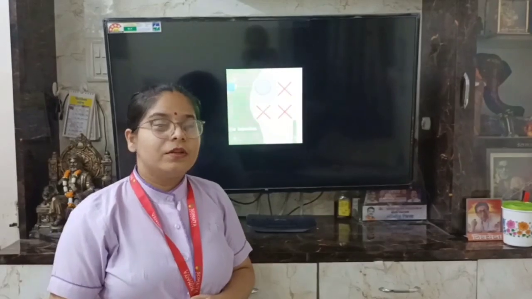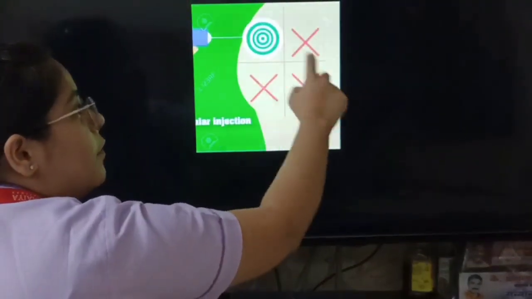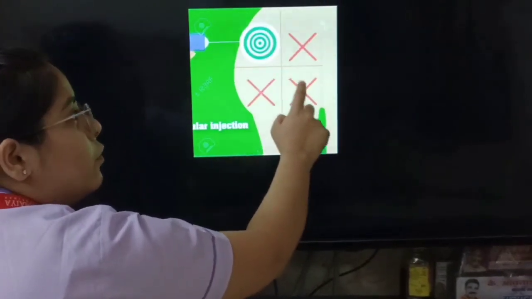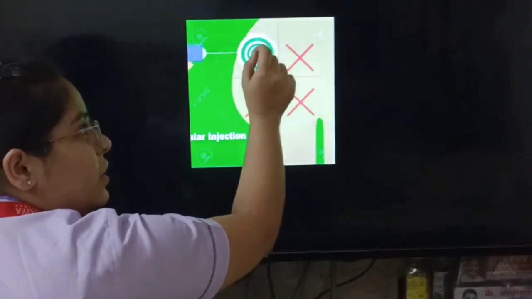Next is dorsogluteal. So in this, we have to divide the buttock into 4 quadrants. First, second, third and fourth. We have to choose the outer upper quadrant for inserting the injection.